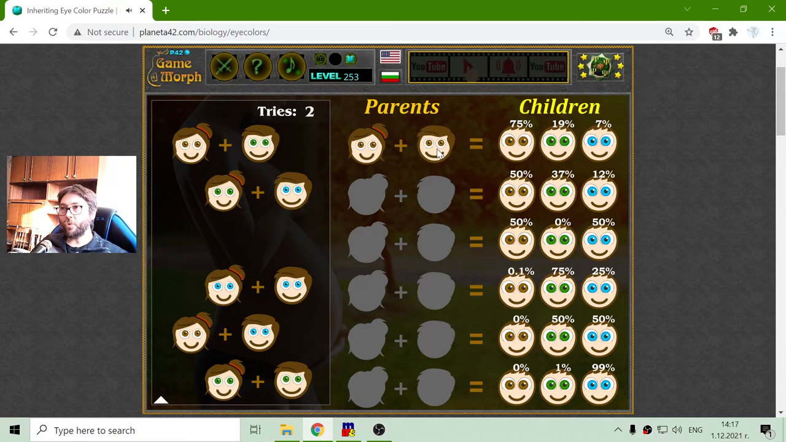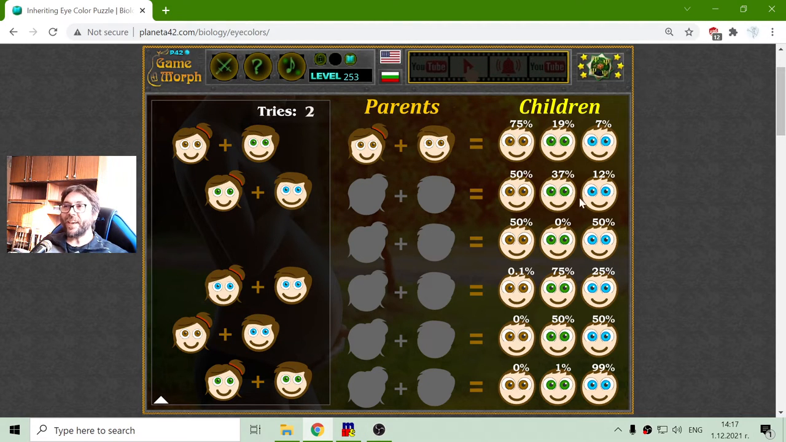And yes, it is possible if both parents have brown eyes that the child can be with green or blue eyes. This of course depends on the parents of the parents, or the grandparents of the children.